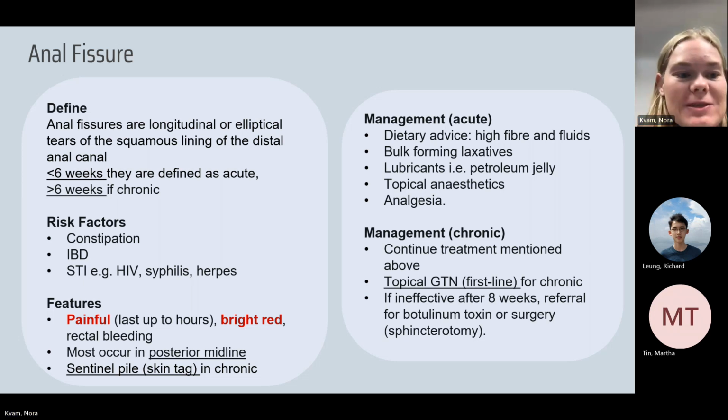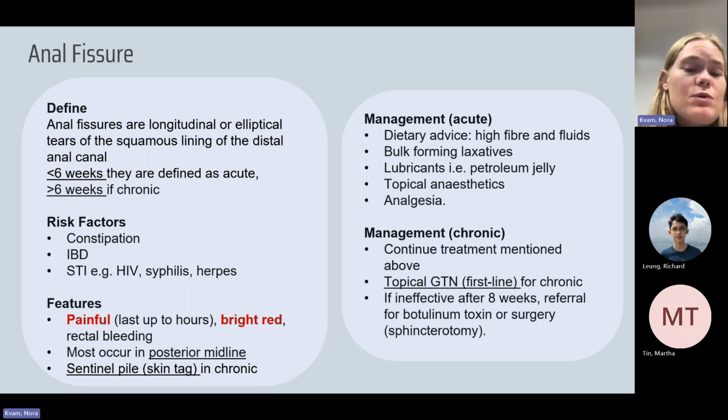If the symptoms have been present for less than 6 weeks, then it's an acute anal fissure, and if it's longer than 6 weeks, then you call it a chronic anal fissure. So features: painful emptying of the bowels. There's also bleeding, bright red again. The tears normally happen in the posterior midline of the mucosa, and in chronic anal fissures, you'll develop a skin tag. I'll show you a picture soon.